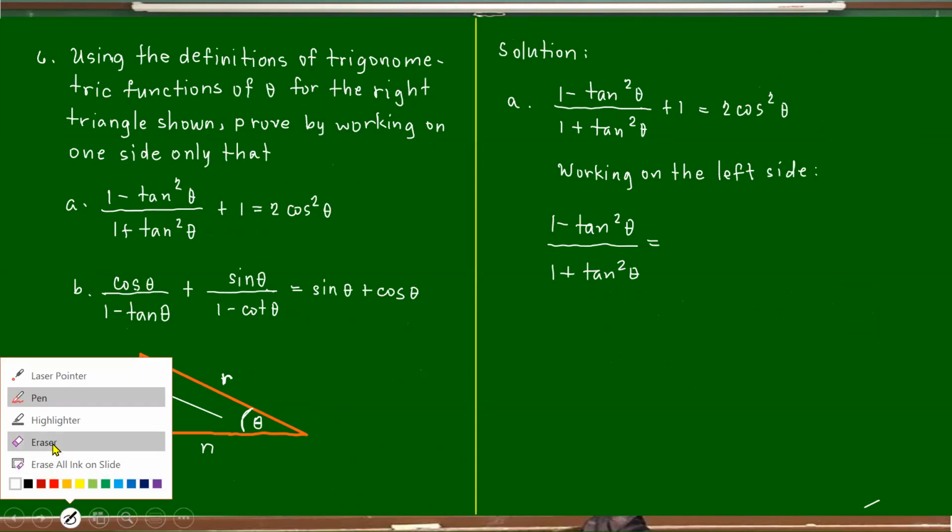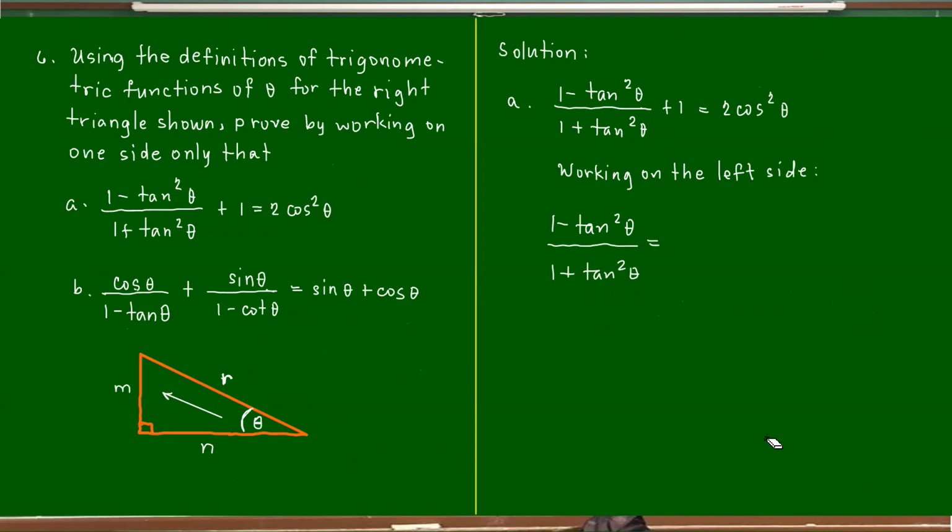Let's have number 6. Using the definitions of trigonometric functions of theta for the right triangle shown. So this is the right triangle. Prove by working on one side only that this expression on the left is equal to the expression on the right.